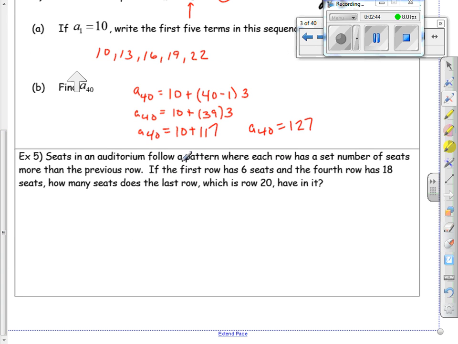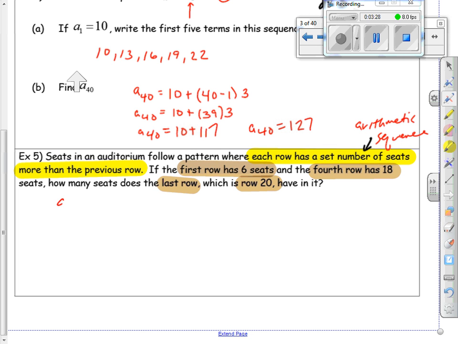Seats in an auditorium follow a pattern where each row has a set number of seats more than the previous row. Well, this is really important information right here. A set number of seats more than the previous row. That is your clue that this is going to behave like an arithmetic sequence. So what's difficult for students often here is that they don't tell us this is an arithmetic sequence outright, but they are describing something that behaves like an arithmetic sequence. Well, they go on to tell us that the first row has 6 seats and the fourth row has 18 seats. How many seats are in the last row, row 20?